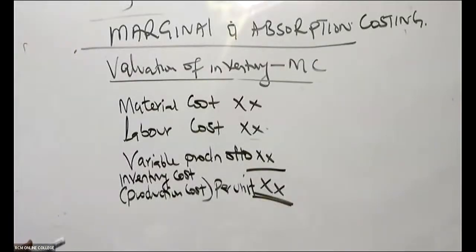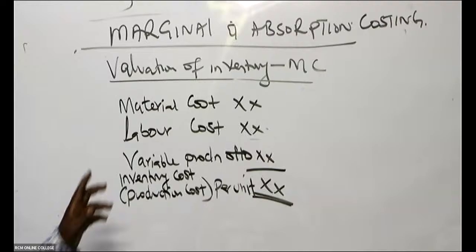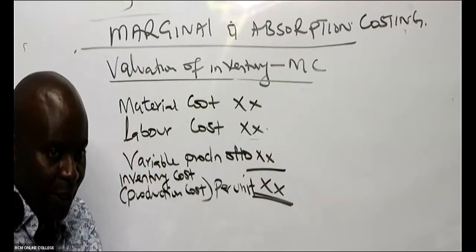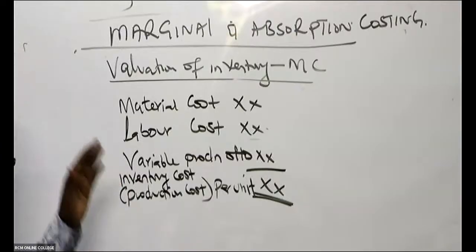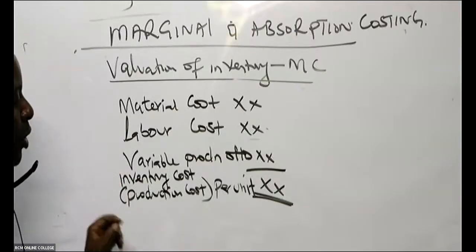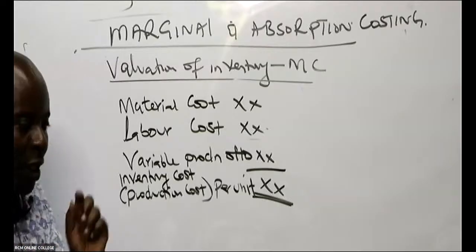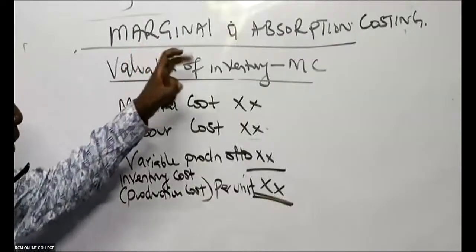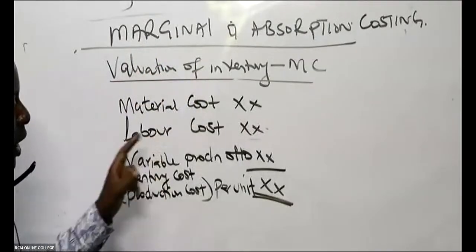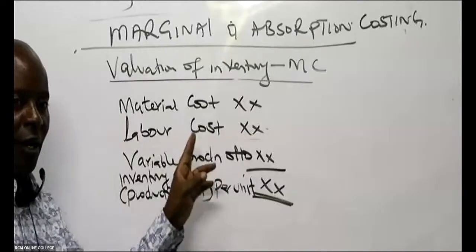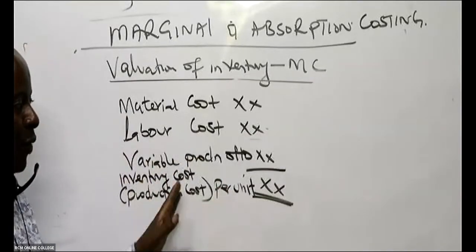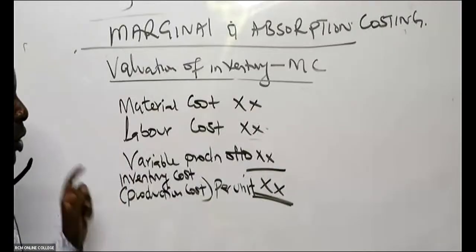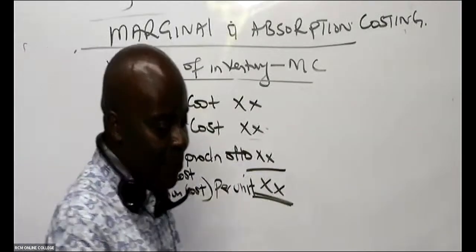So anytime you want to value inventories, if it's marginal costing, we cannot bring in fixed cost. So if it is marginal costing, in terms of inventory valuation or valuation of the units you have produced, we shall only be considering three costs. We have material cost, which is variable, labor cost, and then variable production overhead. Those three will automatically give us what we call inventory cost or production cost per unit.